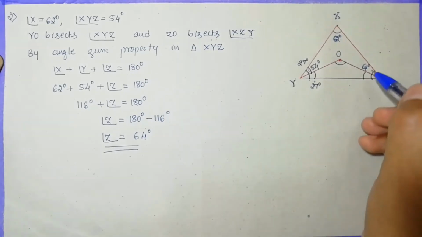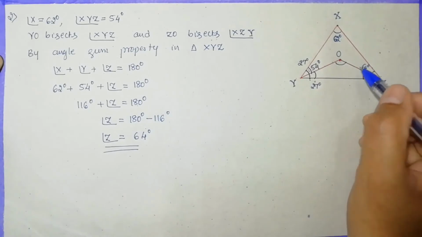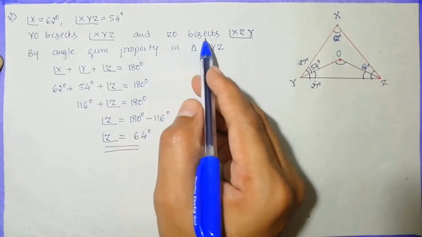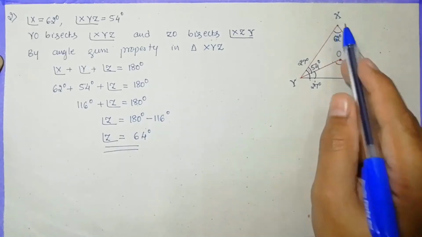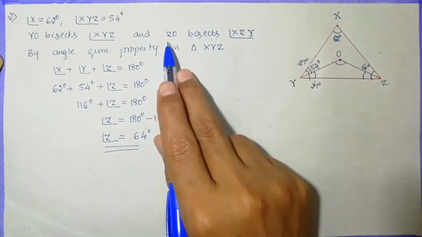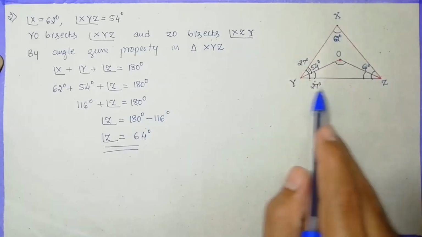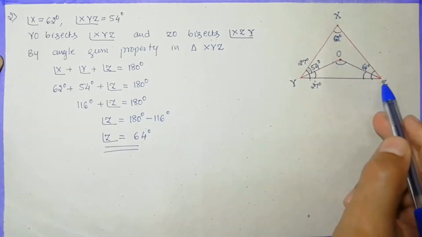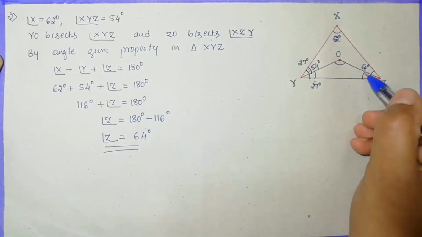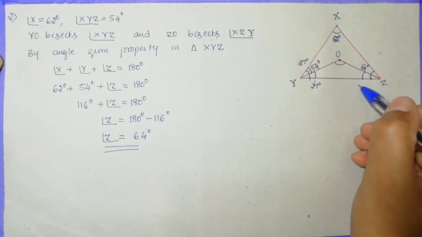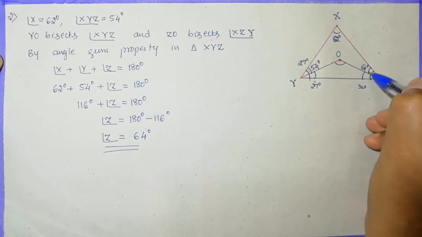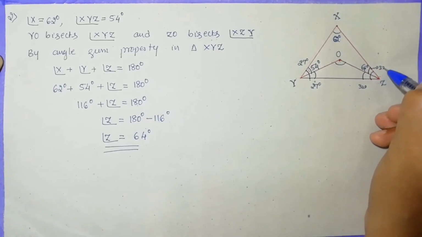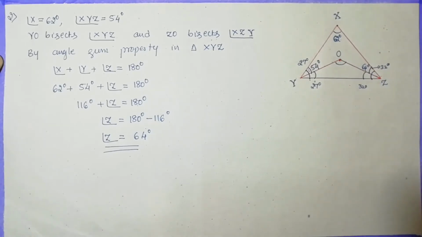Okay, so now here also the same thing. It is given ZO bisects angle XZY. XZY means 64 degrees. OZ bisects 64 degrees, so this part is equal to 32 degrees, and this part is also equal to 32 degrees. I think you are getting my point.